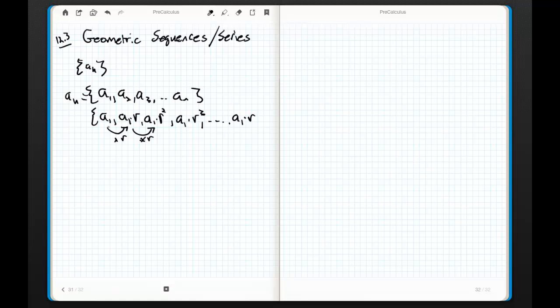Now let's look close. Remember, this is when n equals 1. You've got to keep your bearings on these because they'll screw you up. n equals 2, n equals 3, n equals 4. You see what it is? A sub 1 times r to the n minus 1.